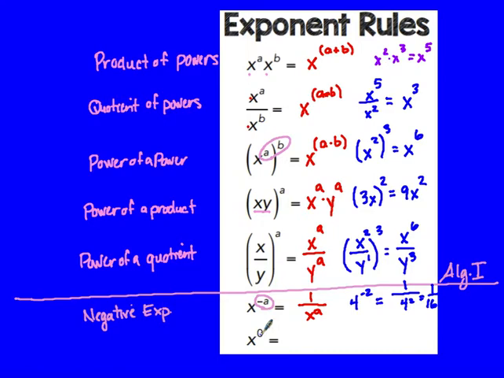And x to the 0 power. No matter what our integer or our number is raised to the 0 power, it's always going to be 1. Now remember that the only exception to that rule is x cannot be 0. If x is 0, then 0 to the 0 power is going to be 0. All other numbers will give me 1.